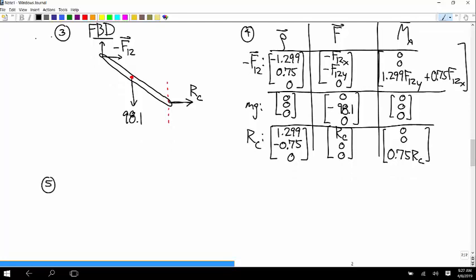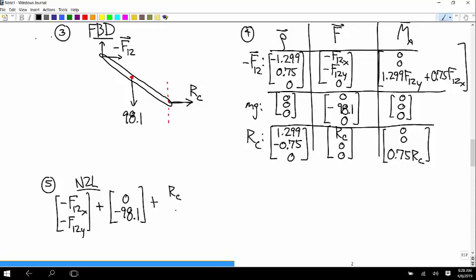Do we use Newton's second law for this one? Yep, because there's no fixed point. So I'm only going to use the X and Y components. Z component is 0 equals 0. So negative F12X, negative F12Y, plus 0, negative 98.1, plus RC, 0 is equal to the mass of the body times the acceleration. I'll call that A2, and that is X and Y components.